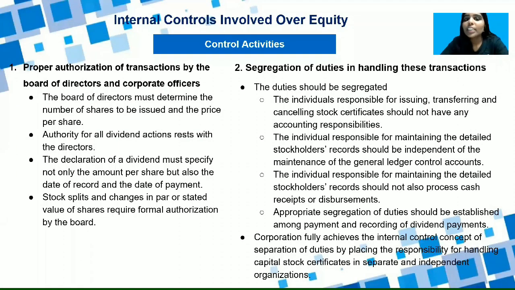For example, the internal control is better when the services of an independent stock registrar and stock transfer agent are utilized, because the bank or trust companies acting in these capacities will have the experience and the trained personnel to perform the work in an expert manner. So that's why the internal control can be fully achieved by the separation of duties by placing the responsibility for handling capital stock certificate in separate and independent organization.